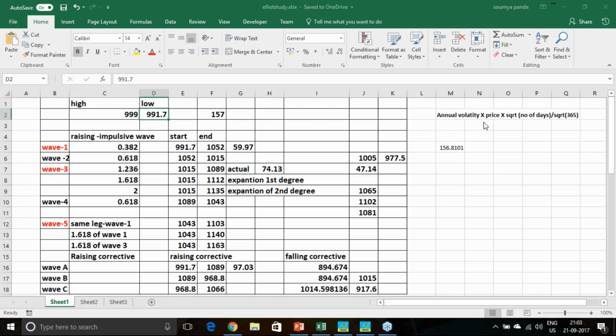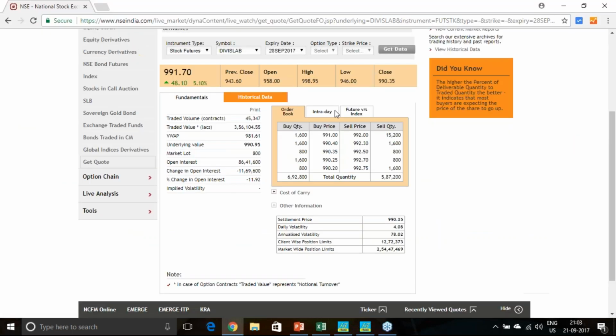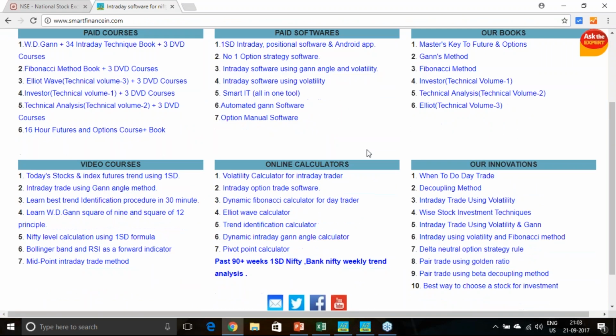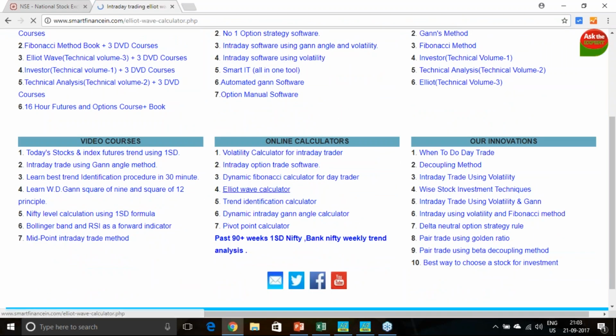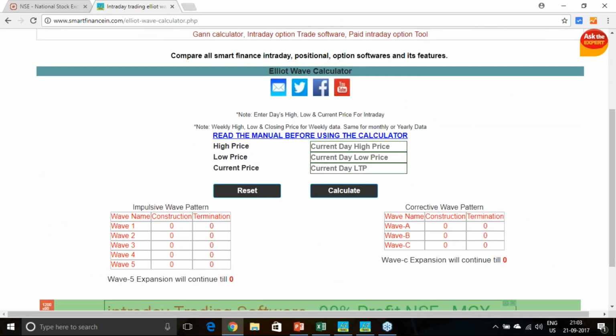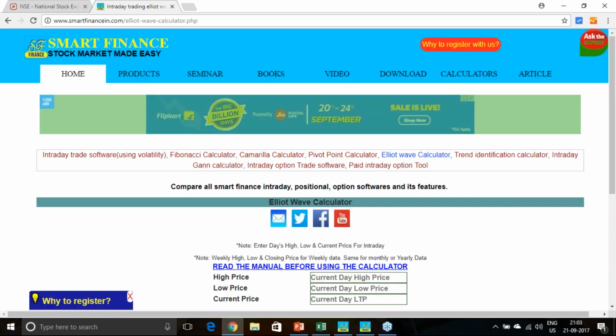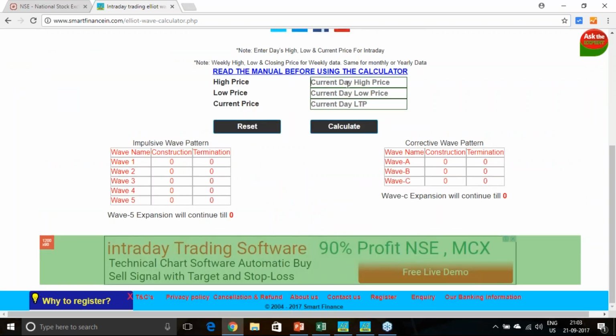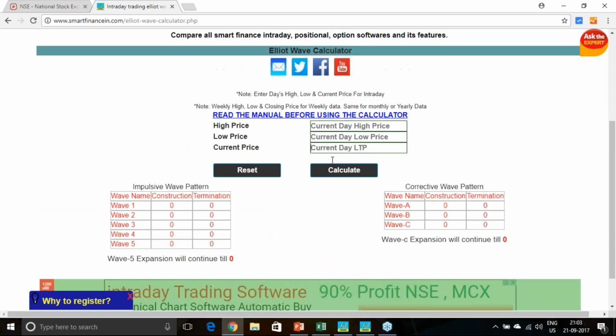And we have a fantastic calculator also available. If you do not have a paid tool, do not get disappointed that you cannot utilize it. The next tool has specific benefits. However, you can give the high, low and current price here, though the volatility-related benefits you cannot take. In this particular tool, just give the high, low and current price and trace the wave 1, 2, 3, 4, 5 and ABC.